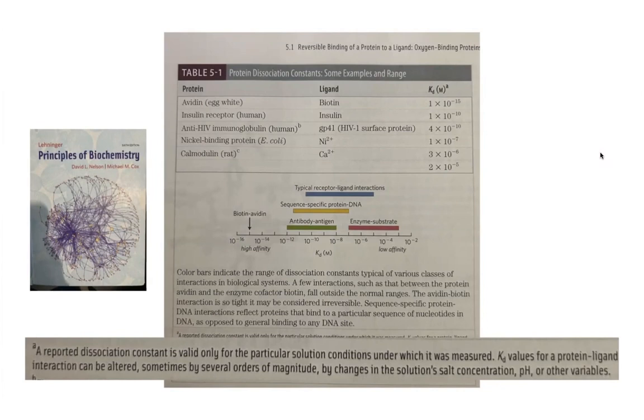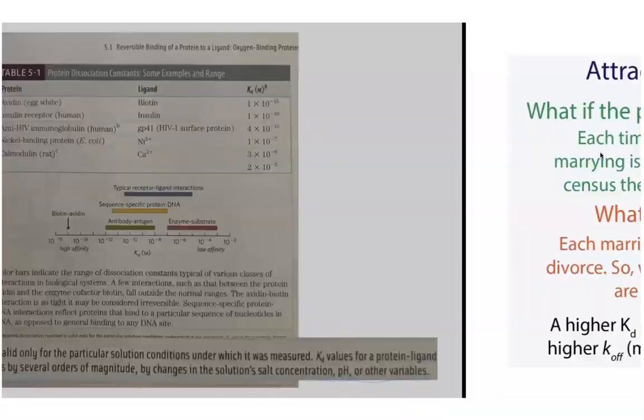Basically, it tells us that a reported dissociation constant is valid only for the particular conditions under which it was measured. KD values for a protein-ligand interaction can be altered, sometimes by several orders of magnitude, by changes in the solution salt concentration, pH, or other variables.